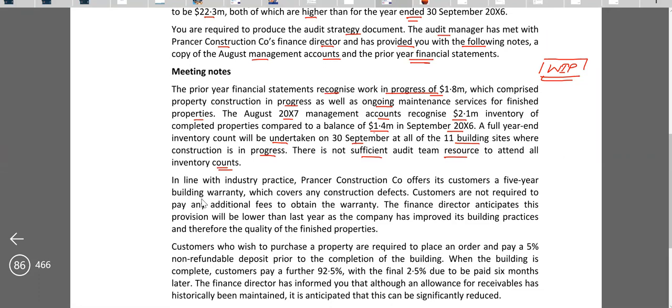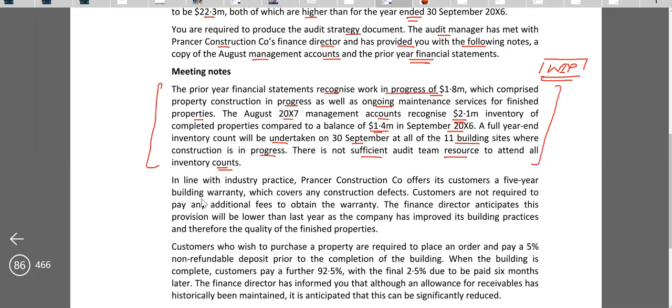Now, the previous year inventory was 1.4 million, and this year the inventory is 2.1 million. The inventory has been increased. Now, if this inventory is increasing due to the fact that some inventory is not being sold or is slow moving, then the allowance for inventory should be recognized. If the allowance has not been recognized, the inventory may be overstated. And then there will be stock count at 11 building sites, and the audit team is not sufficient. So the inventory counts which may not be attended carry the risk of completeness and existence of inventory. Because if the audit team is not visiting there, they will not be taking evidence. So that means there may be an issue regarding the completeness and existence of inventory.